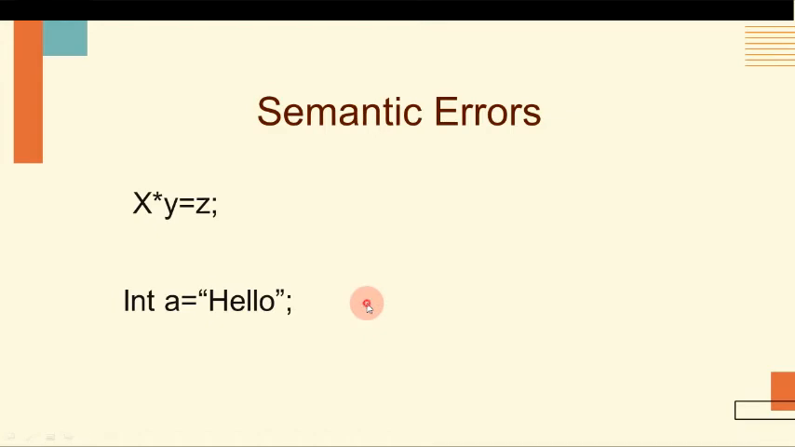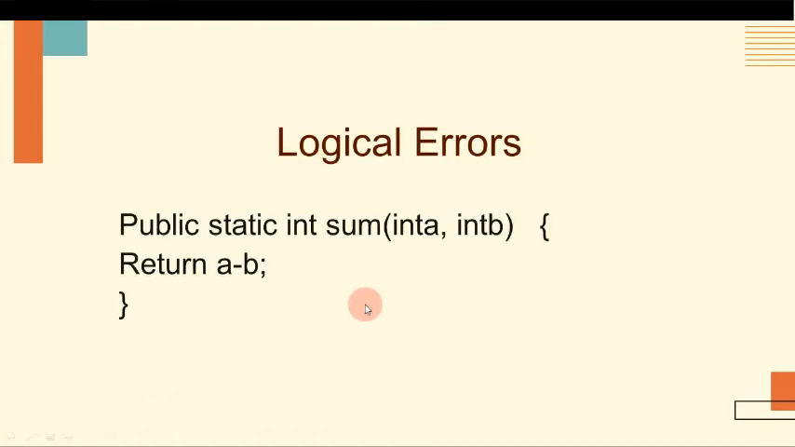So let us go to the next one, logical errors. A logical error is an error which causes a program to produce incorrect or undesired output. The program compiles and executes without error but does not generate the requested result.